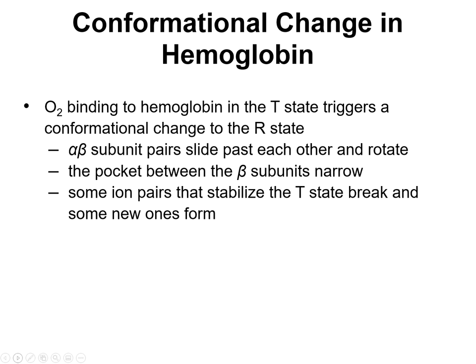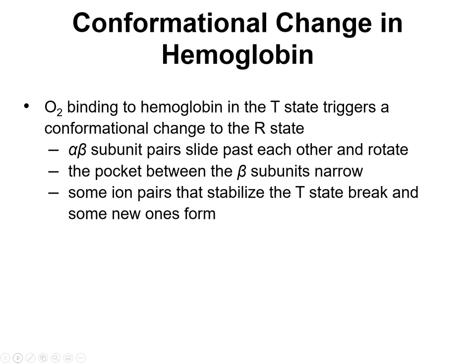When oxygen binds the T state, which remember, reduced affinity is different from no affinity, oxygen can still bind the T state. It's just that it doesn't as readily occur. Once it does, it triggers a conformational change to the R state.